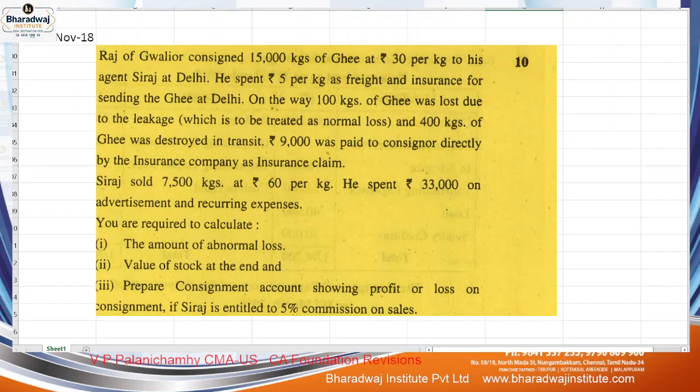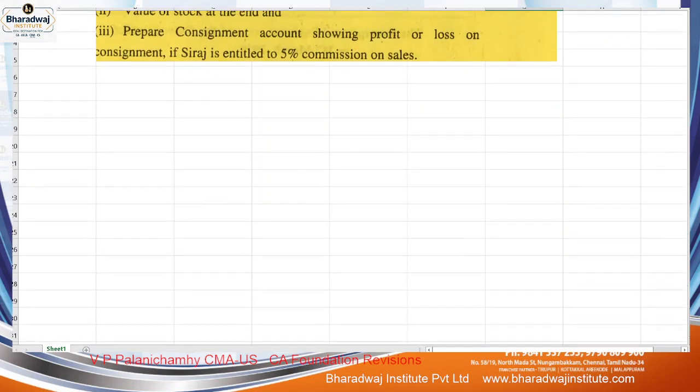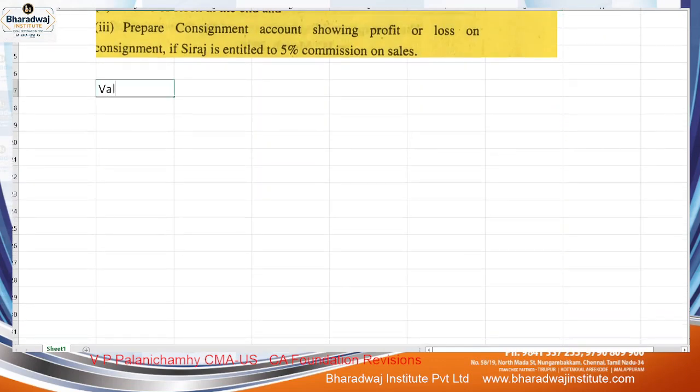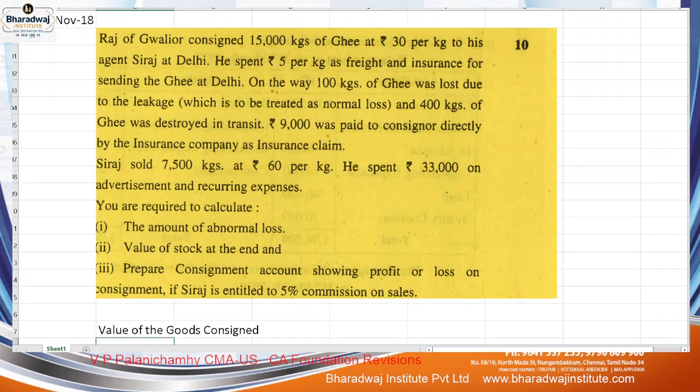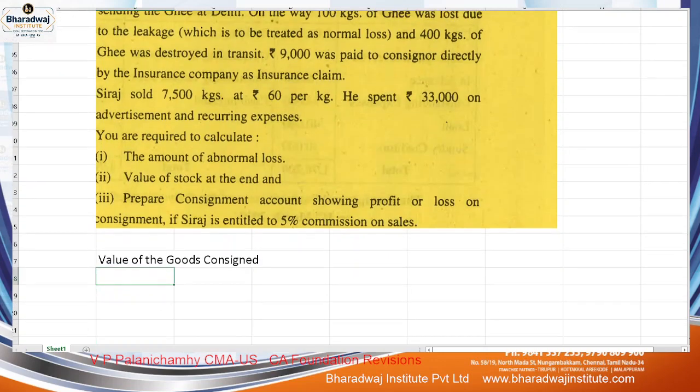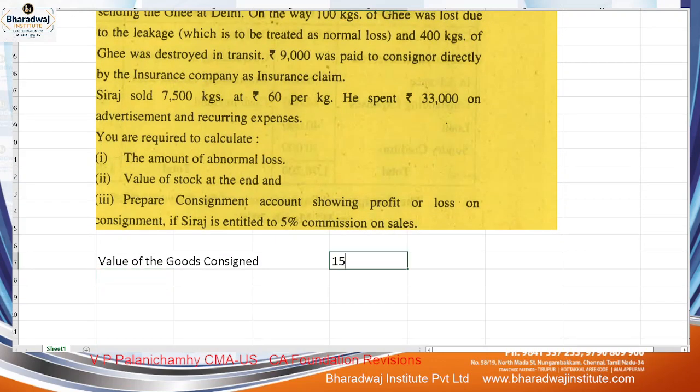Consignment commission, how much percentage on sales? 5% on sales. Shall we start? Value of the goods consigned. Please do it along with me. What is the value of the goods sent on consignment? 15,000 kg at the rate of 30.